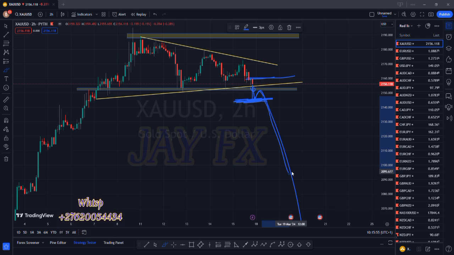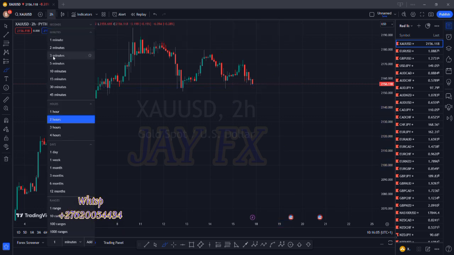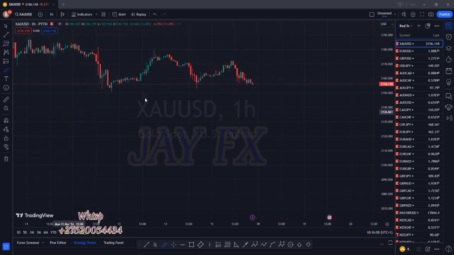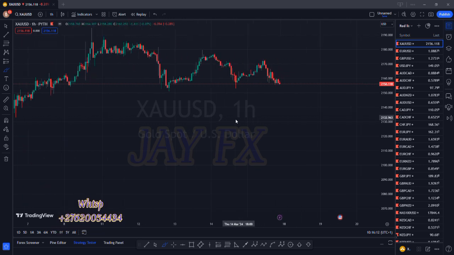with these bigger time frames. So this is easy to understand and it's easy to spot. This is the 2 hours time frame. So we're going to change and go to the 1 hour time frame and see if what 2 hours showed us is the same thing that the 1 hour is showing us.